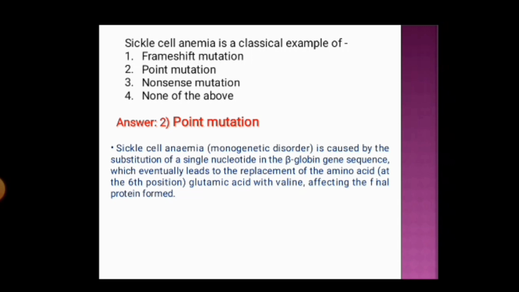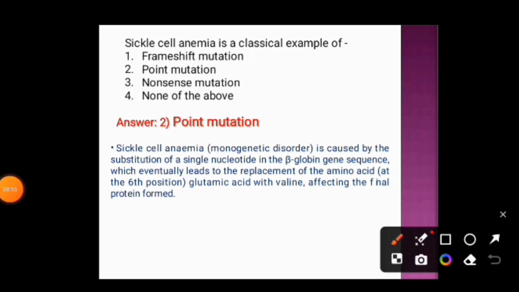Sickle cell anemia is caused by substitution of a single nucleotide in the beta globin gene sequence, which eventually leads to the replacement of the amino acid glutamic acid with valine, affecting the final product. So in sickle cell anemia, the glutamic acid is replaced with valine. So this one is the missense mutation, that is a point mutation.